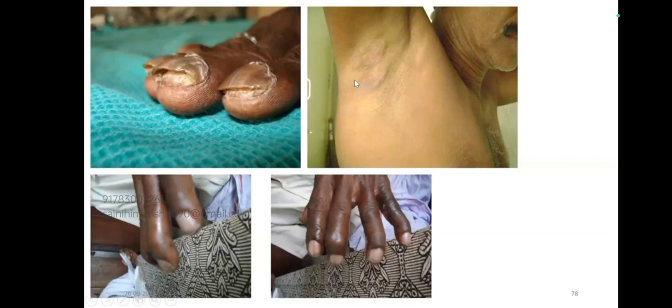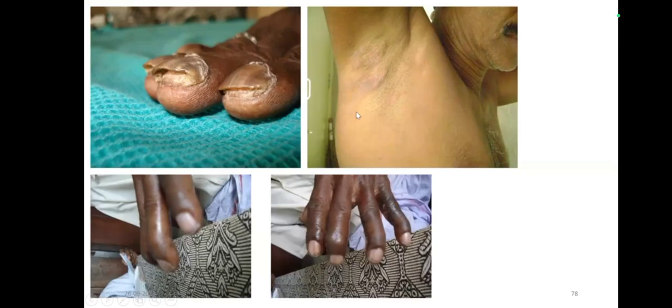And inverse psoriasis, that is flexural psoriasis. Usually the psoriasis is seen on the extensor surface, and very rarely it is seen on the flexure surface. You can see on his axilla, there is a psoriatic lesion. It's not a fungal lesion.